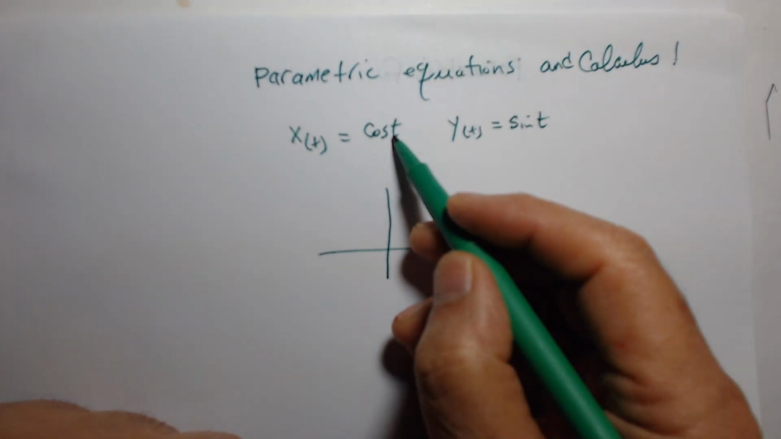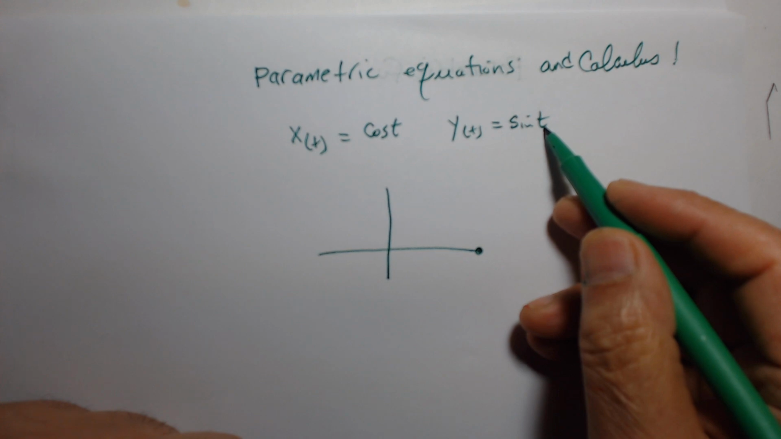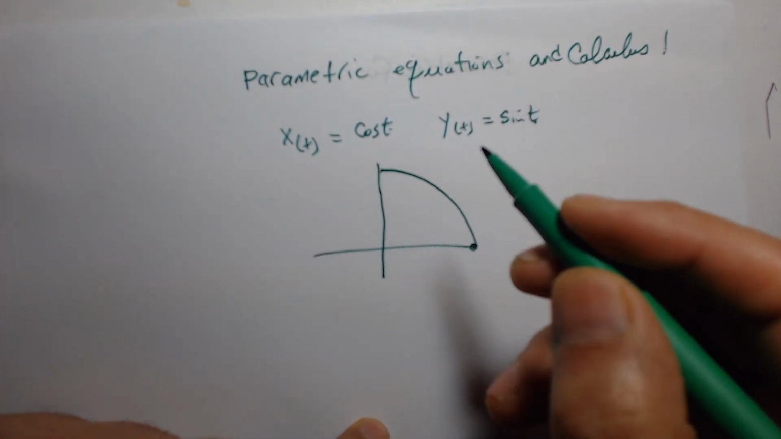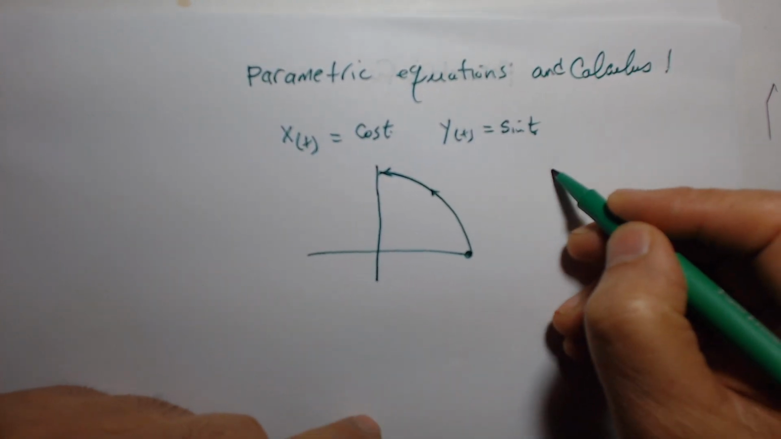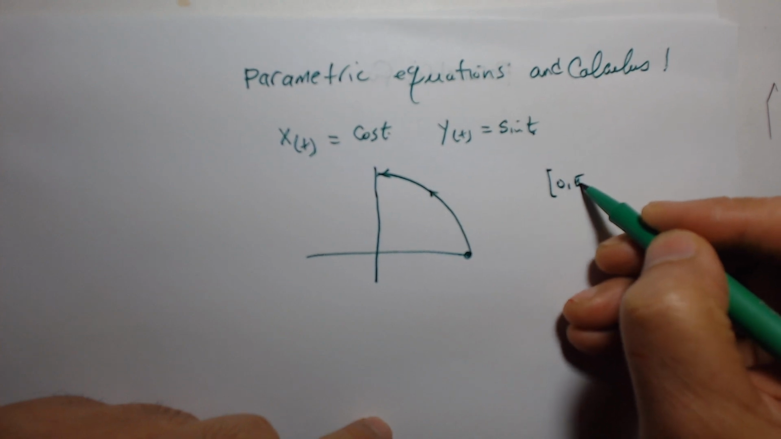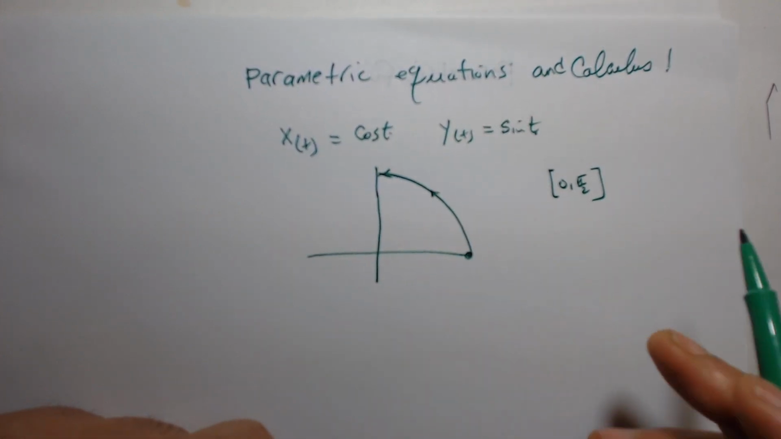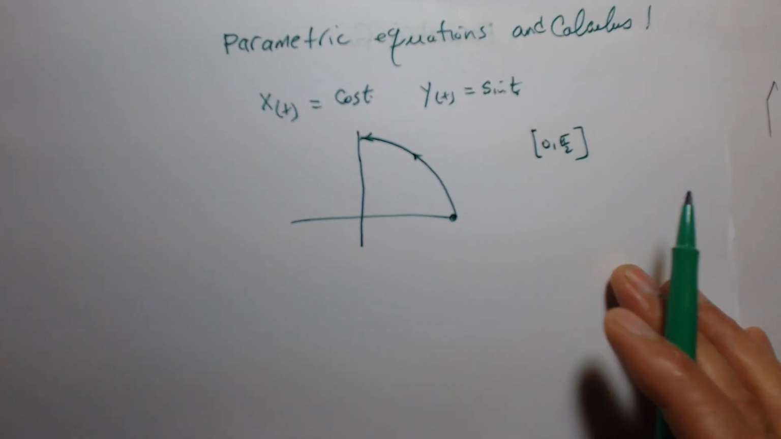Here, when t is 0, you have 1 and 0, and if t is pi over 2, you have 0 and 1. Therefore, this is your path, which is from 0 to pi over 2. The combination of these is what they call a level curve, a plane curve.